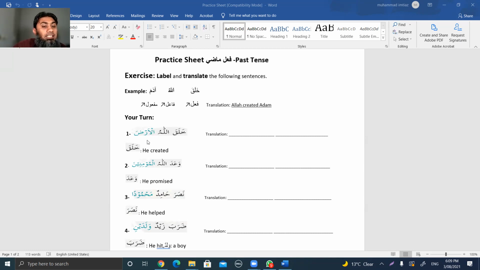So because al-arda is answering the question of what, al-arda will be maf'ul. That is one way. Another way is, in Jumlatul Failiyah, if you get an ism in nasab status, this ism will always be your maf'ul. Al-arda is in nasab status. You can clearly see it has a fatha ending. So al-arda will be maf'ul. So now khalaqa is fail. Allahu is the file. Al-arda is maf'ul. Allah created the earth. Any question about this sentence?